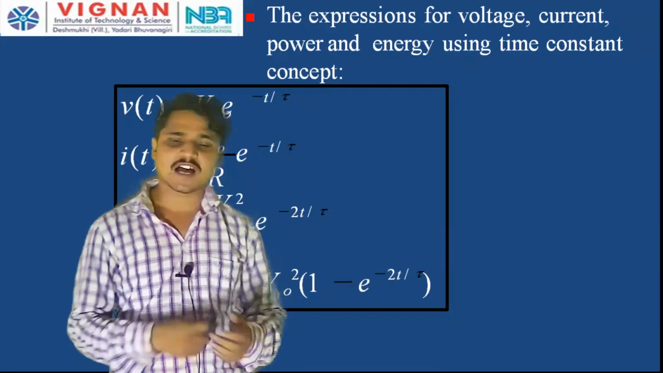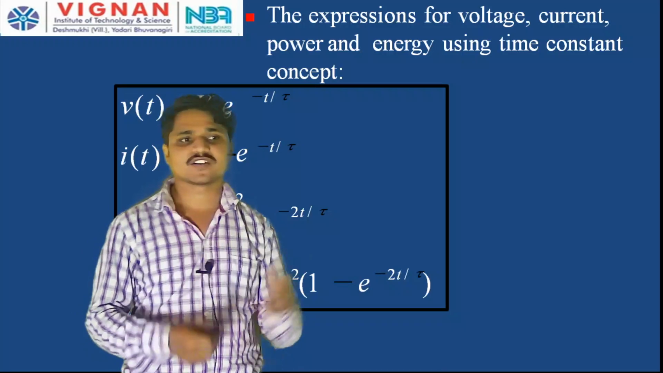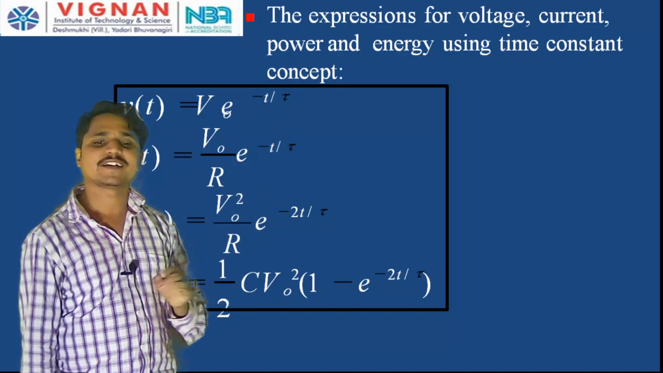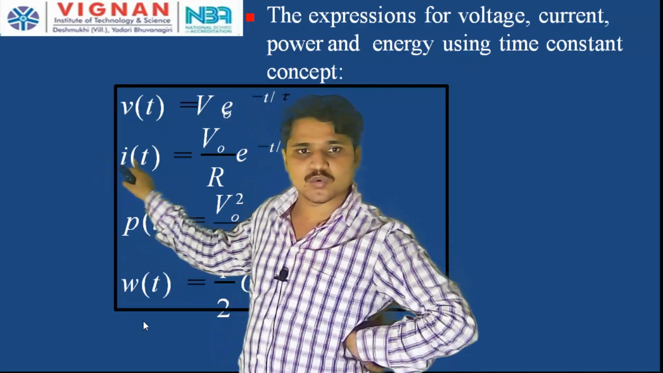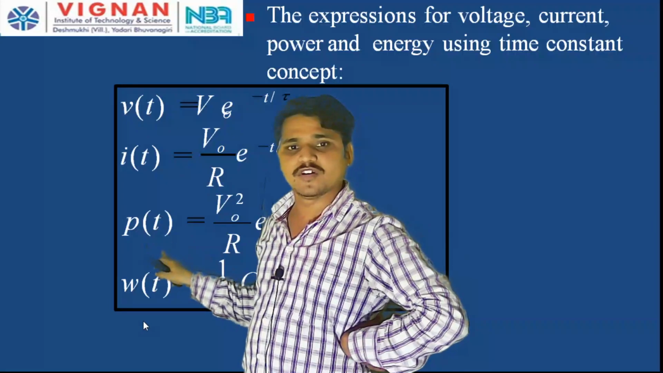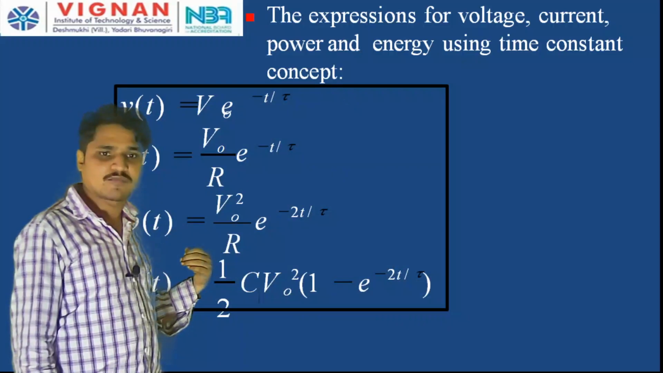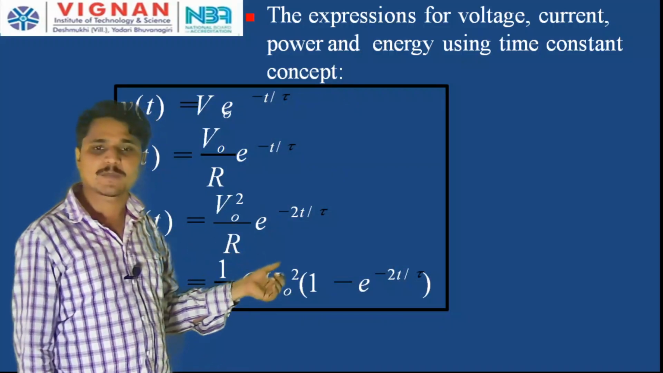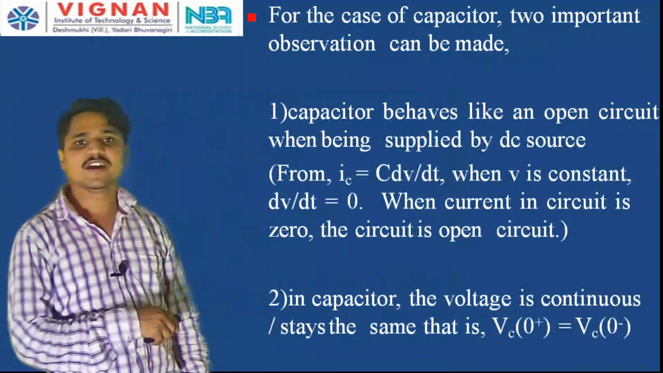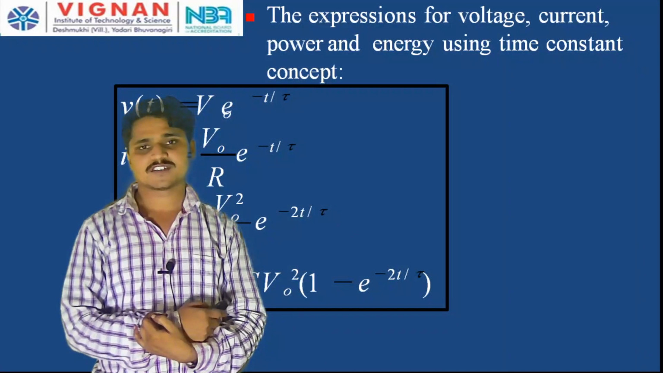Now, let us express the voltage, current, power and energy for the RC circuit in terms of the time constant. V of t is equal to V naught into e to the power of minus t by tau. Next, the current I of t is equal to minus V naught by R into e to the power of minus t by tau. Power is equal to V naught square by R into e to the power of minus 2t by tau. Energy W of t is equal to 1 by 2 C V naught square into 1 minus e to the power of minus 2t by tau. This is the way to find the time constant, and this is the natural response of the RC circuit.